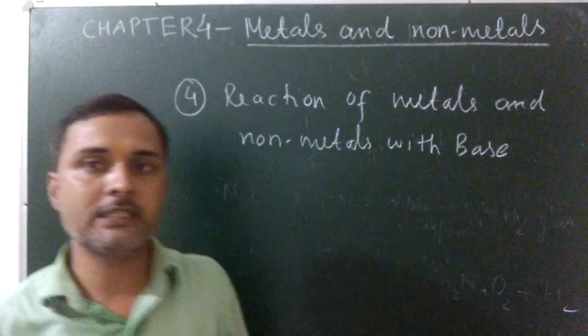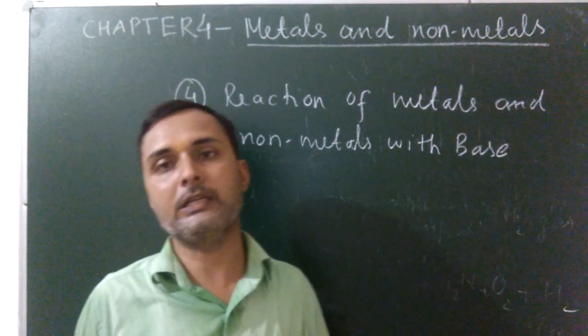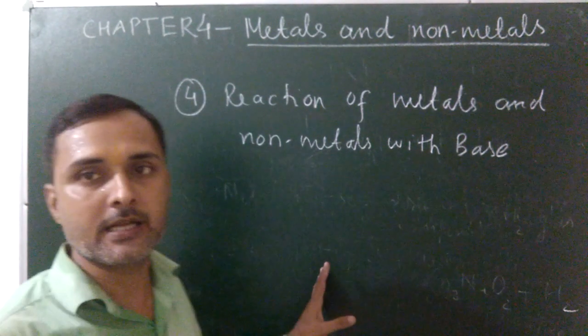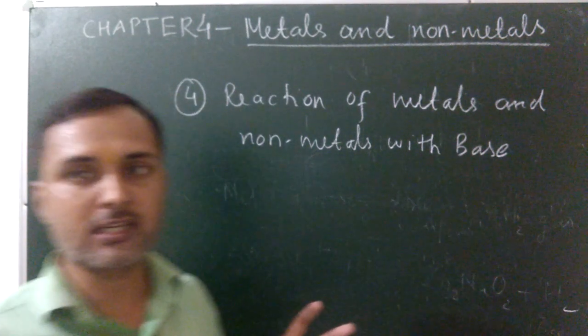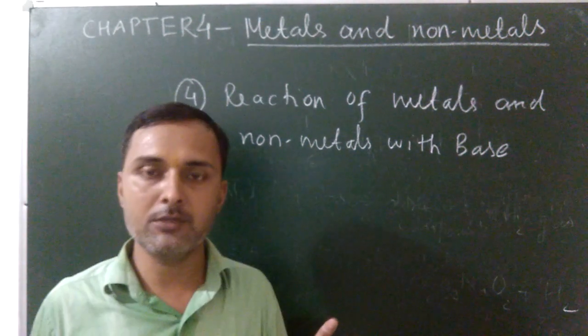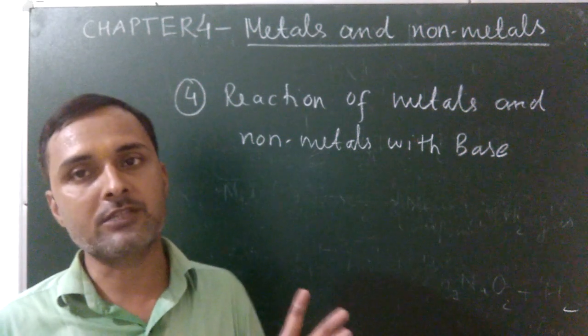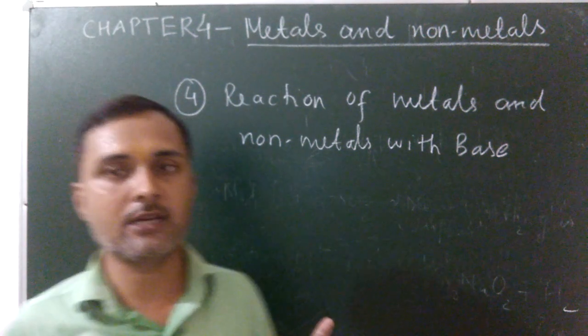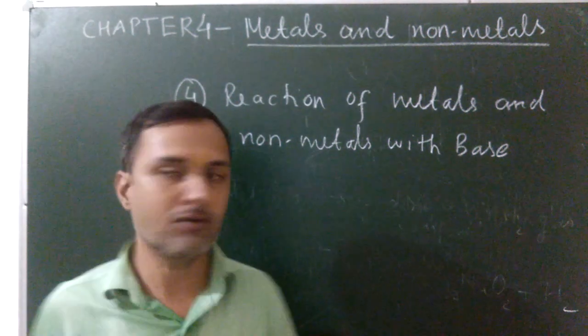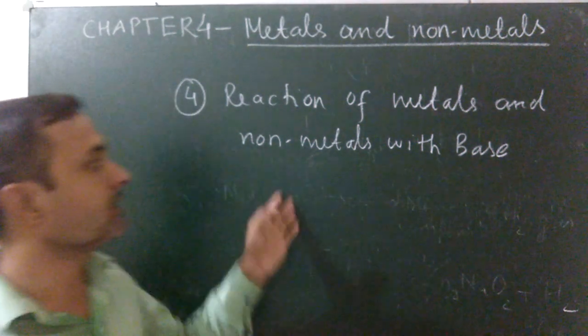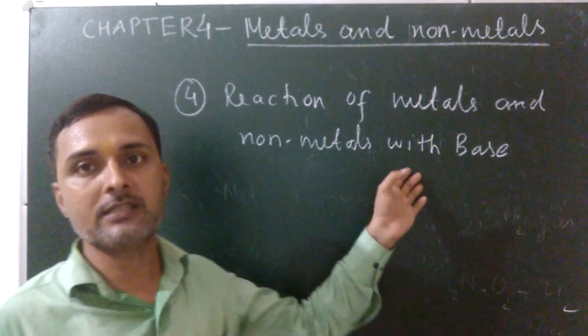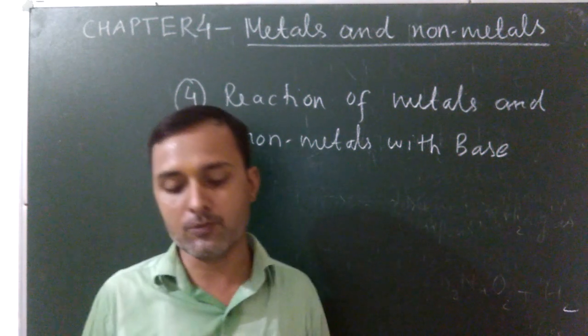Good morning students. In the previous video I explained the chemical properties of metals and non-metals. Three properties are over. First is reaction of metals and non-metals with oxygen. Second, reaction of metals and non-metals with water. And third, reaction of metals and non-metals with acids. Now in this video I will explain the reaction of metals and non-metals with base. That is the fourth chemical property given in your book.